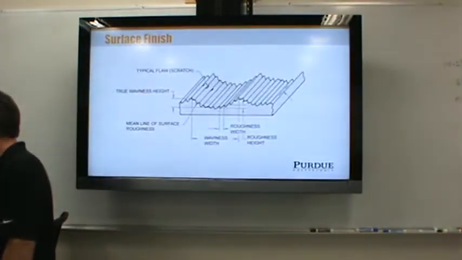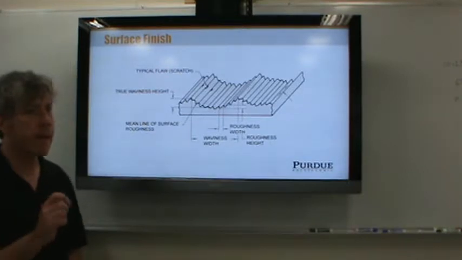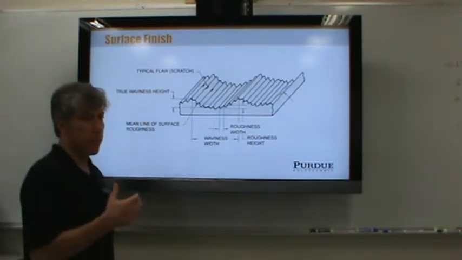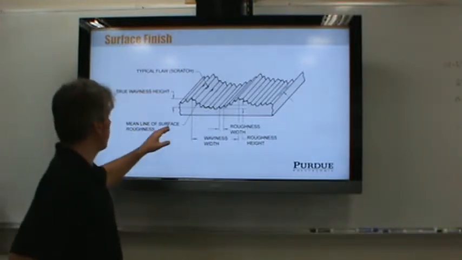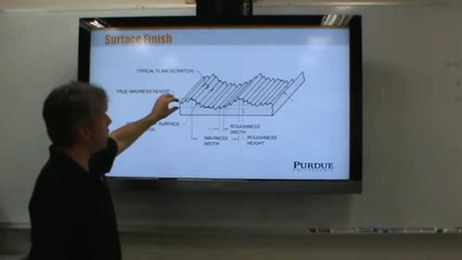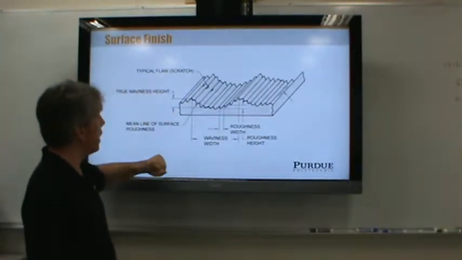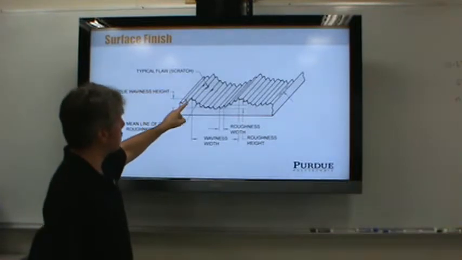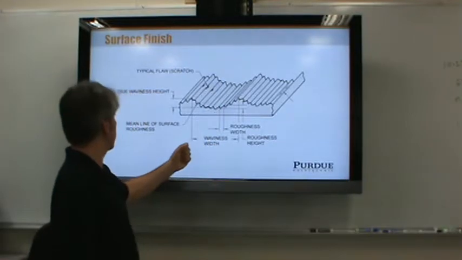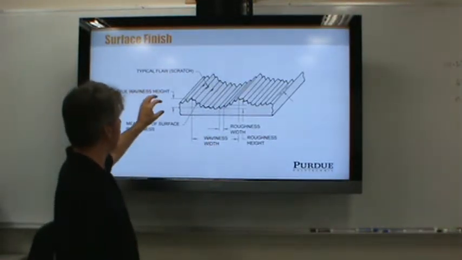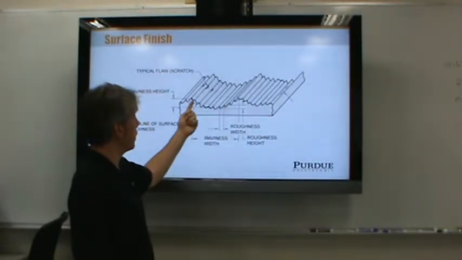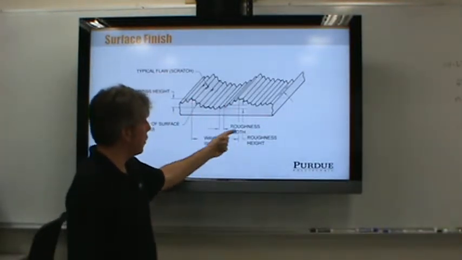Anyway, if you look at a surface on a very magnified level, what you will see is many different types of flaws, and there are names for what you see. The general waviness has a name, and it's the waviness height. That's how it's quantified. But there's also fine surface roughness. Let's see, waviness height. It's been a while since I've looked at this. Waviness width. Here we go. There's waviness width, and there's roughness width and roughness height.